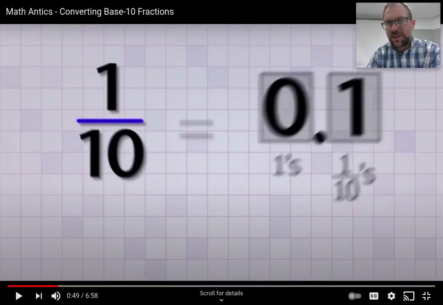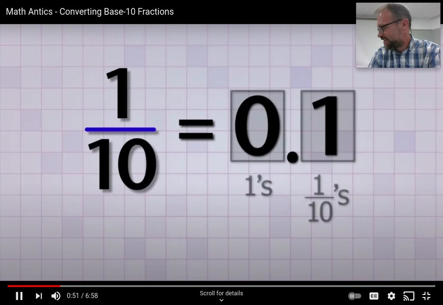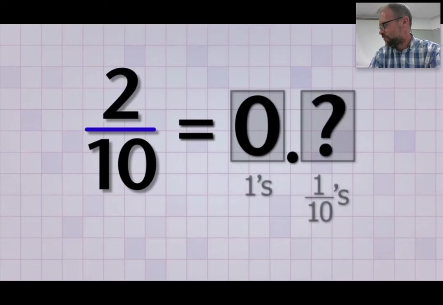That 0 does something else too that's really important. It reminds us that this particular number is less than 1. In other words, it represents a fraction. All right, so that's 1/10. But what if we have 2 over 10 instead? Well, all we have to do is change the digit in the tenths place to a 2. So 2 over 10 equals 0.2.